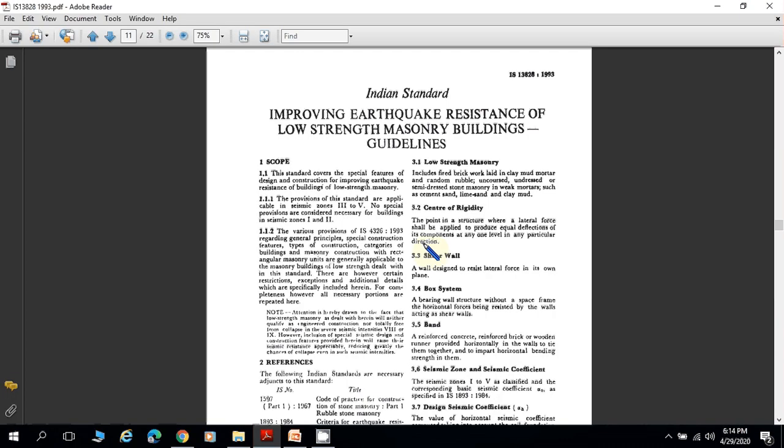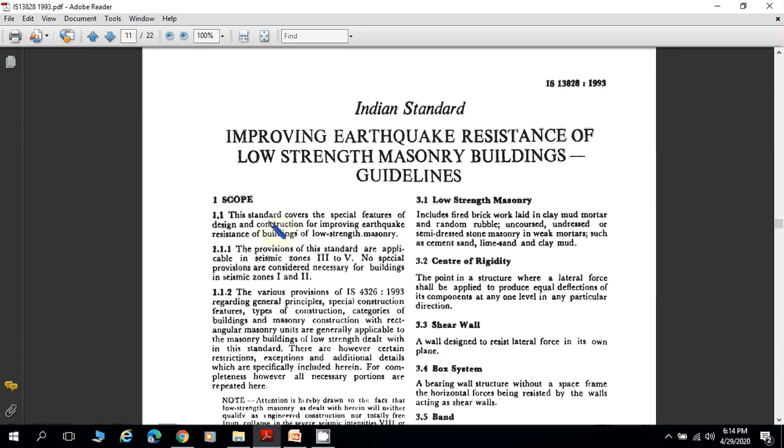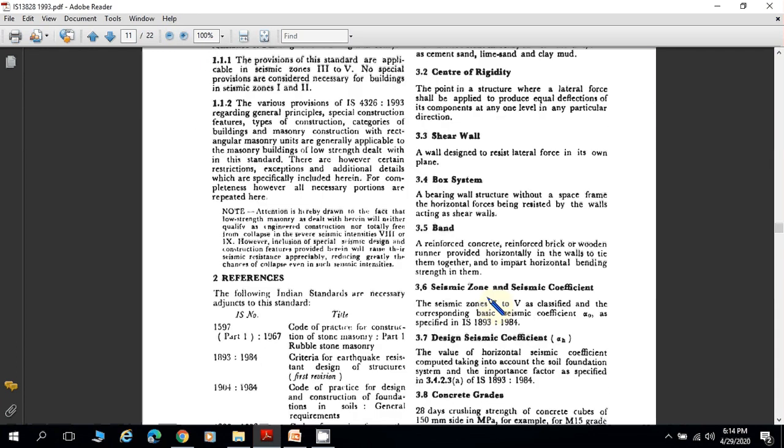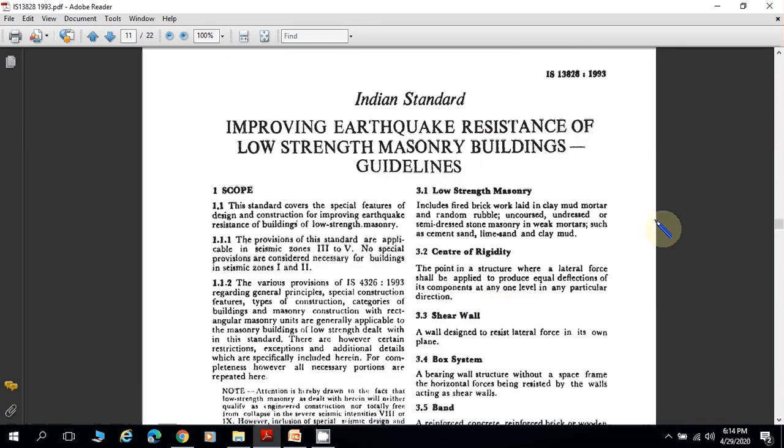So here is the code, the Indian Standard for improving earthquake resistance of low strength masonry buildings. There are some guidelines given on how to improve it. There are some terminologies related to this, starting with low strength masonry. It includes fired brick work laid in clay mud mortar, or random rubble masonry, if they are undressed or semi-dressed stone masonry in a weak mortar such as cement-sand, lime-sand and clay mud, then it is called low strength masonry.